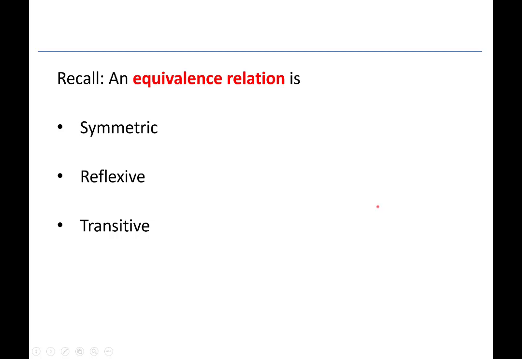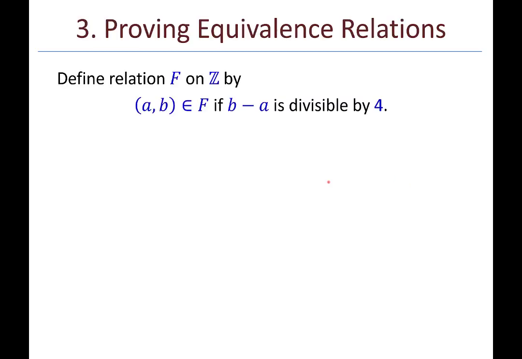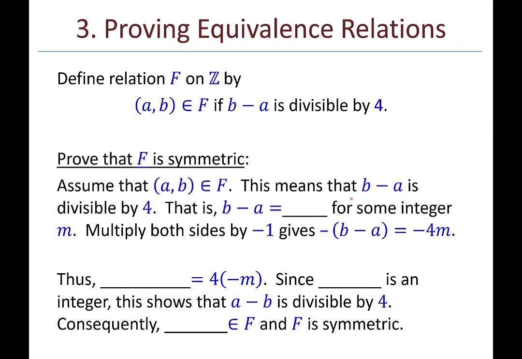All right, let's do an example. Define the relation f on the set of integers by (a, b) is in f if b minus a is divisible by 4. We've seen this relation before. How do we prove that f is symmetric?